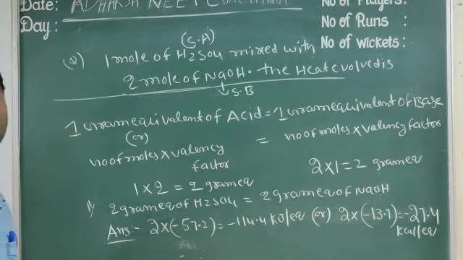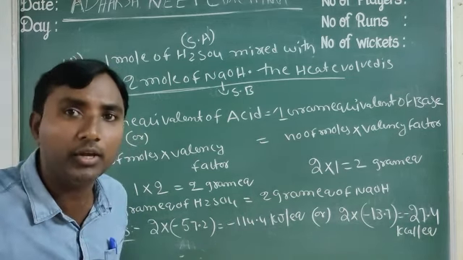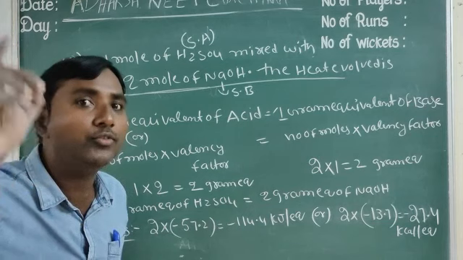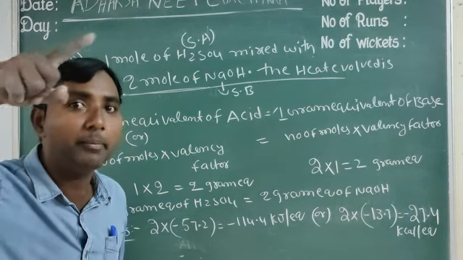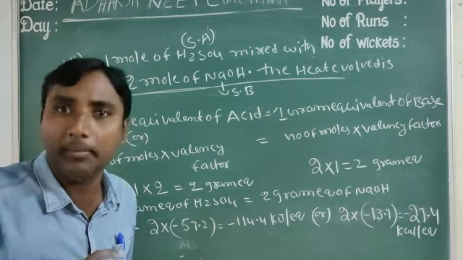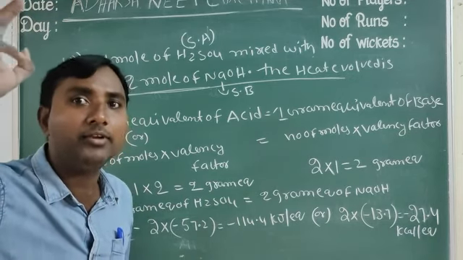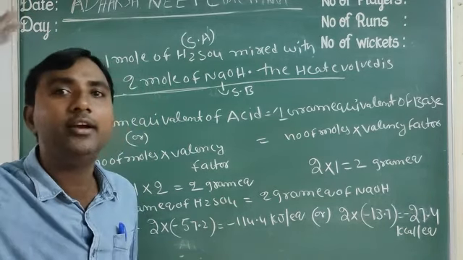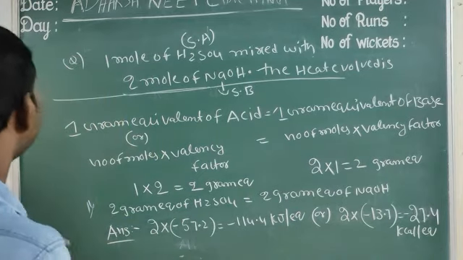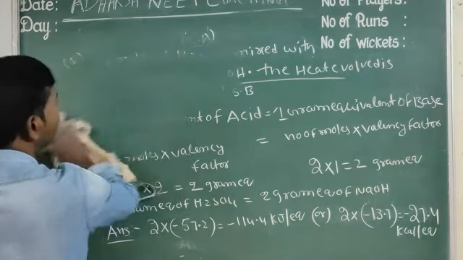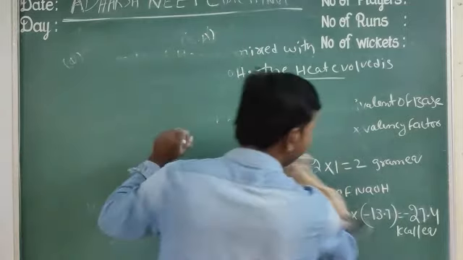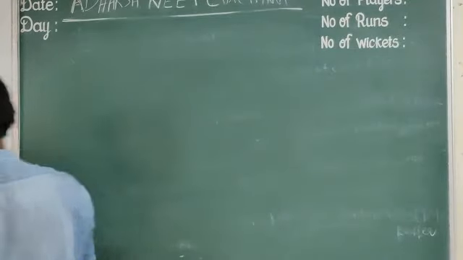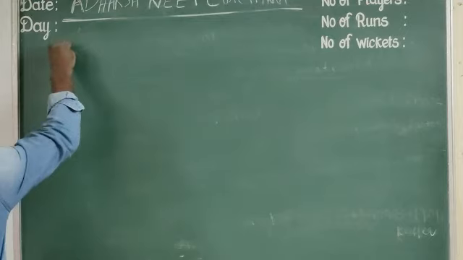So always what are you doing? Equivalent of acid equals equivalent of base. Then equivalent equals number of moles into valency factor. Valency factor depends on acid, meaning monobasic, dibasic, tribasic. Base means monoacidic, diacidic, triacidic. You should identify that. Then you can easily find out the sum. Next. Next we have sums to do to understand. Next sum.